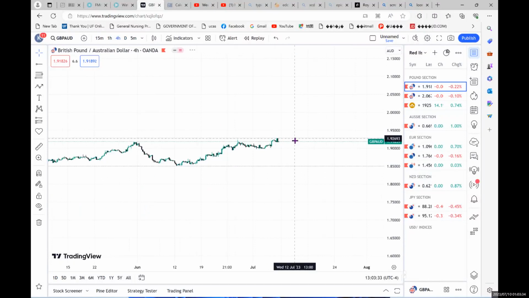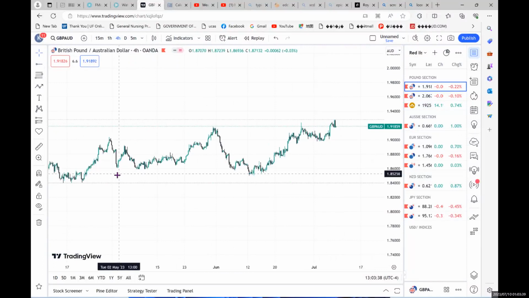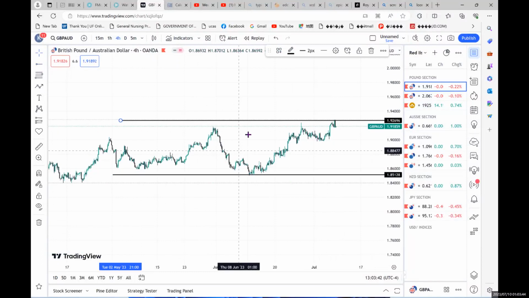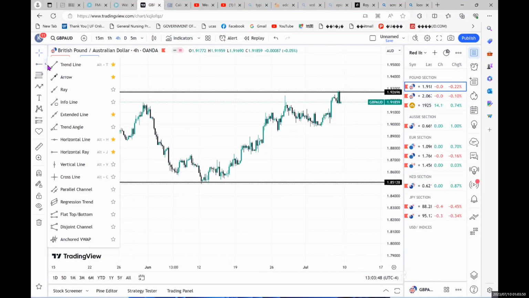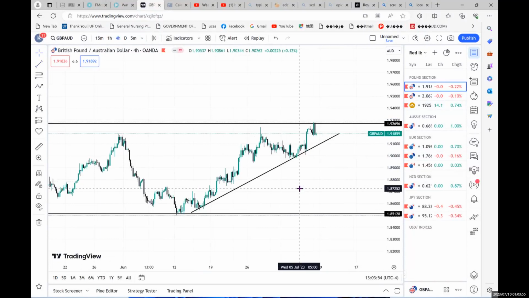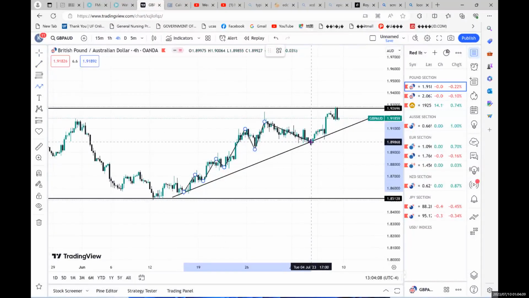So I'll come down on the 4-hour and I'll mark out my extreme lows and extreme highs just to find the range we are working with. This is it here. So we can see price is in an uptrend also here on the 4-hour time frame, and we've been creating higher lows, higher highs, higher lows, higher highs, and finally our higher high.